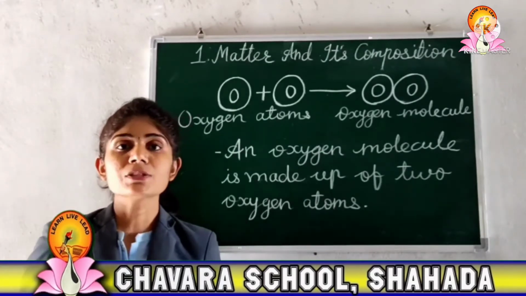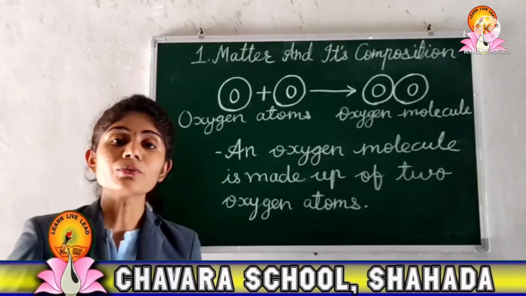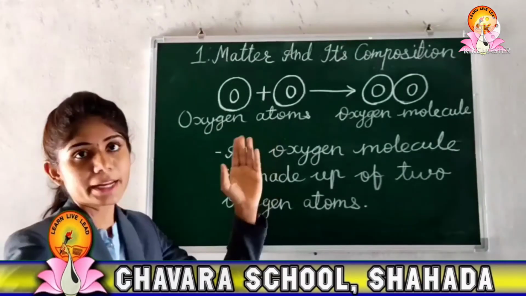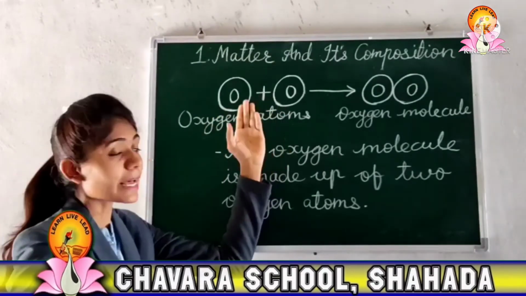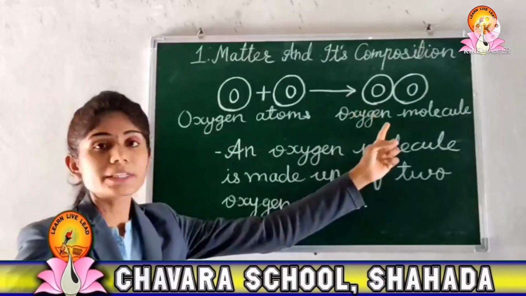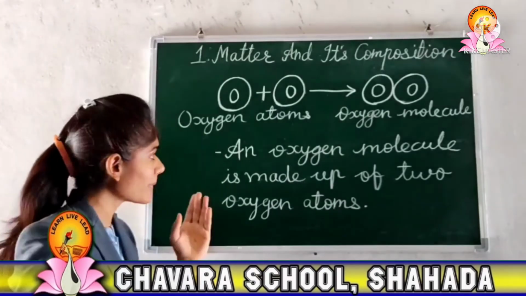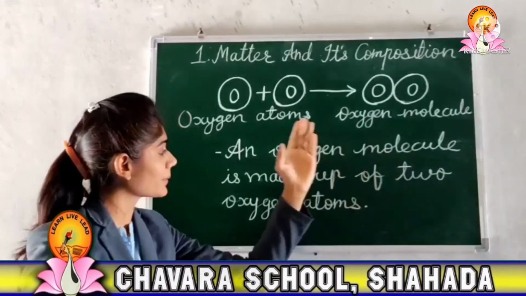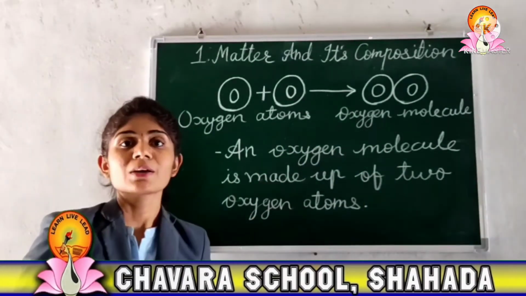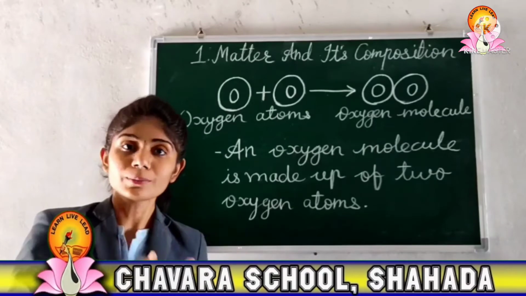So let's see some examples of molecules and how atoms get combined to form different molecules. So first of all, here are two oxygen atoms. Oxygen atoms are getting combined together and they are forming the oxygen molecule. So O2 will be the oxygen molecule. So we can tell that an oxygen molecule is made up of two oxygen atoms. So here we can understand atoms have to combine to form the molecule.